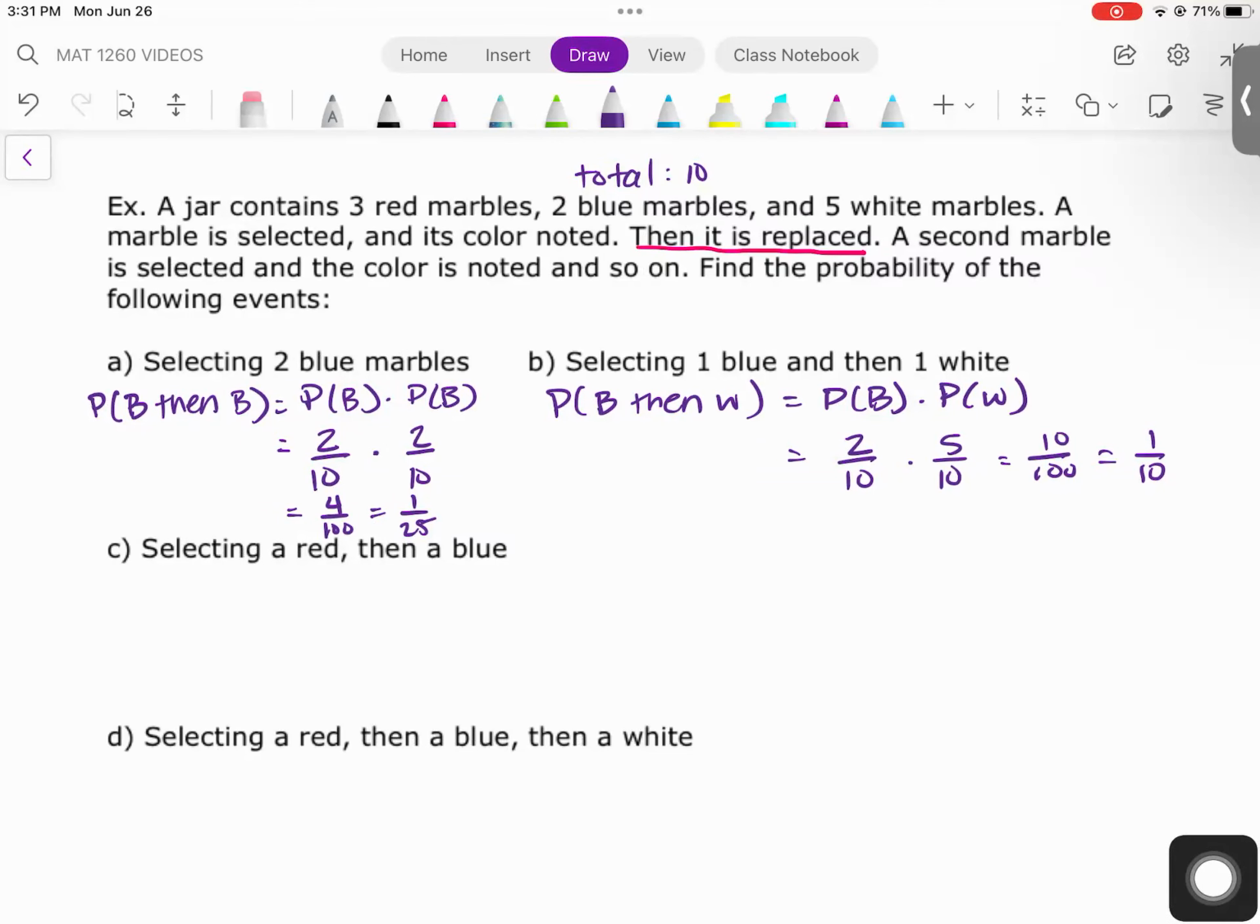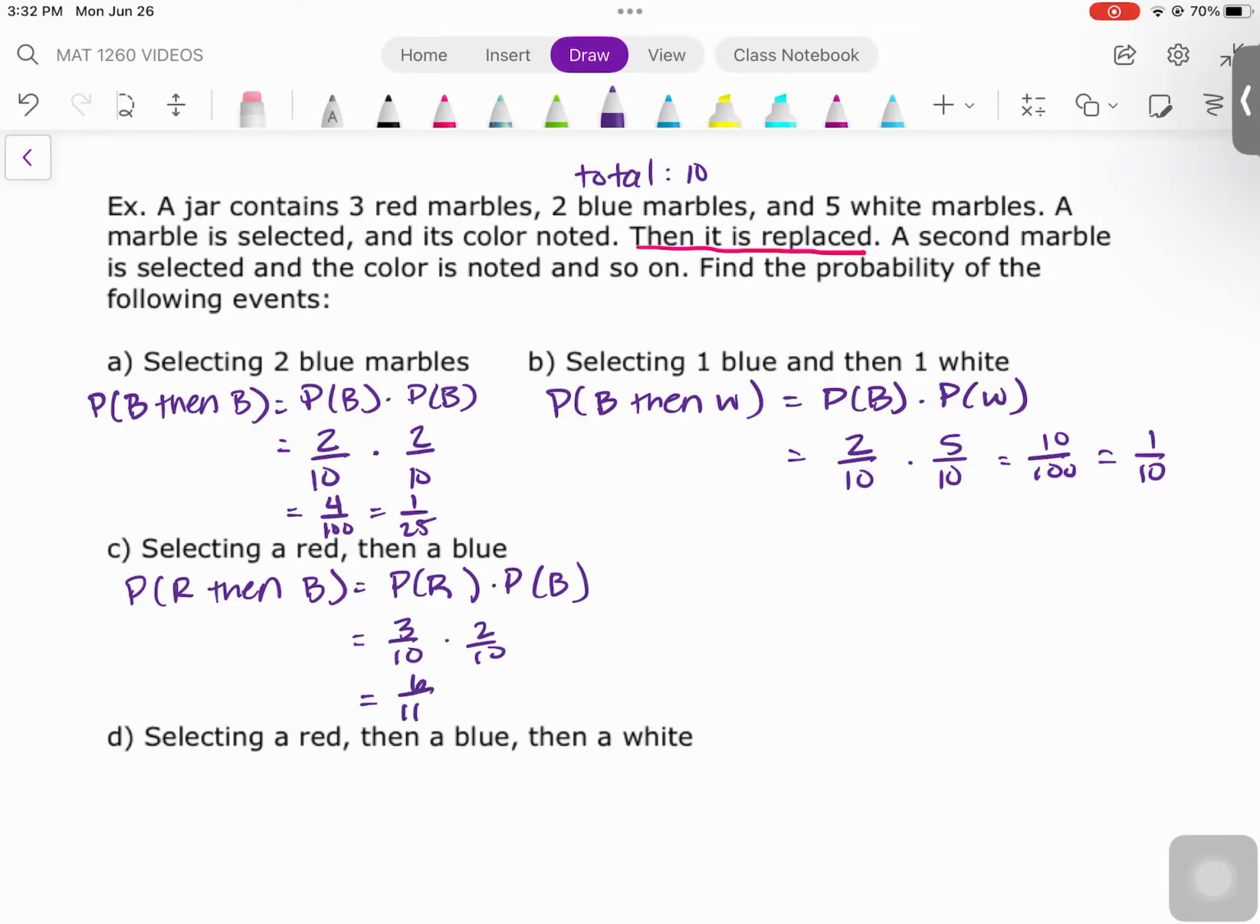Find the probability of selecting a red, then a blue marble. That would be the probability of a red marble times the probability of a blue marble. Again, that replacement is what's making these events independent. The probability of a red marble would be 3 out of 10. Probability of a blue marble is 2 out of 10, which gives us 6 over 100 or 3 over 50.